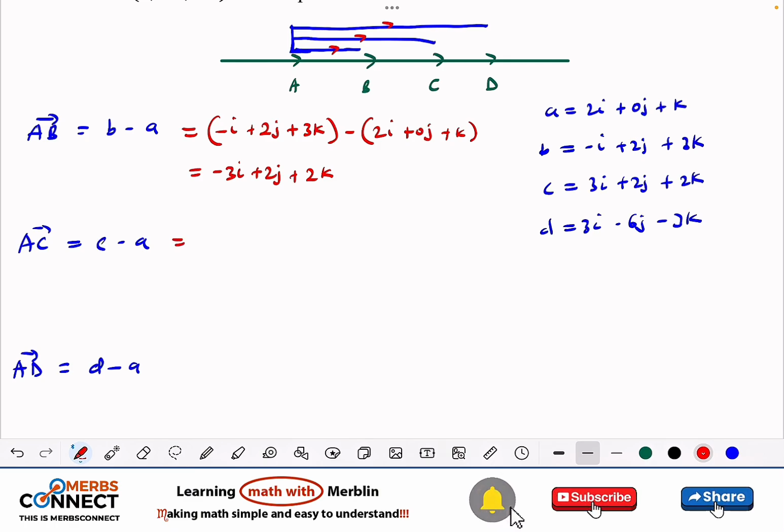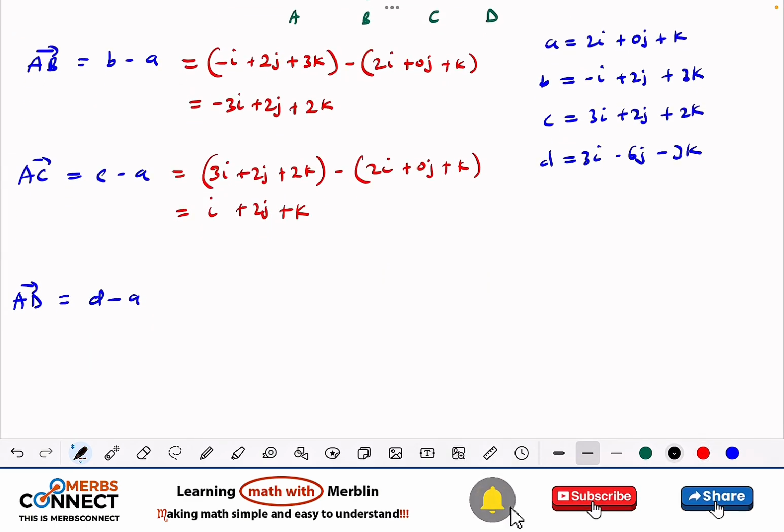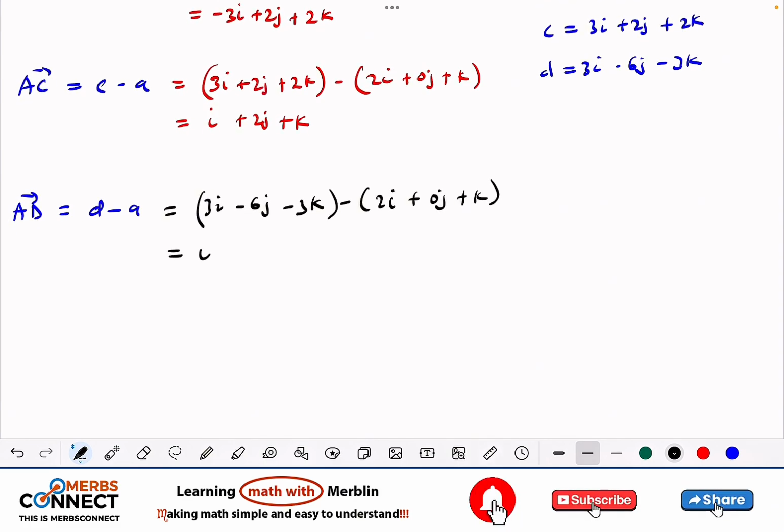Vector AC is C minus A, which is 3i plus 2j plus 2k minus (2i plus 0j plus k). This is going to give us, same thing, this minus this, i, this minus this, plus 2j plus k. Right, let's do the last one. This is B, which is 3i minus 6j minus 3k in brackets minus (2i plus 0j plus k). Let's simplify. We are going to have i minus 6j minus 2k.